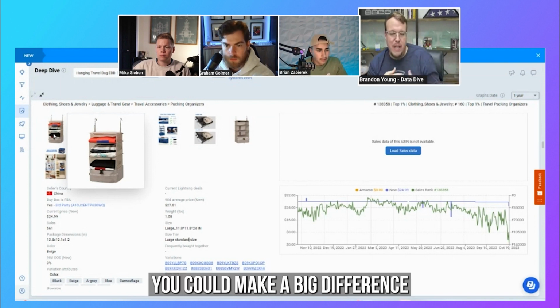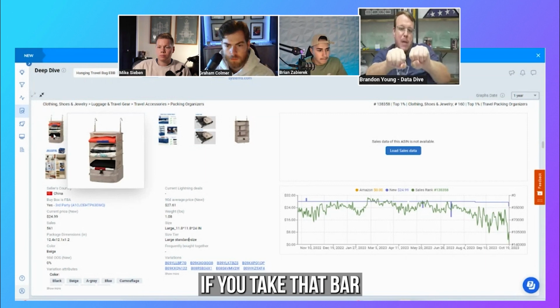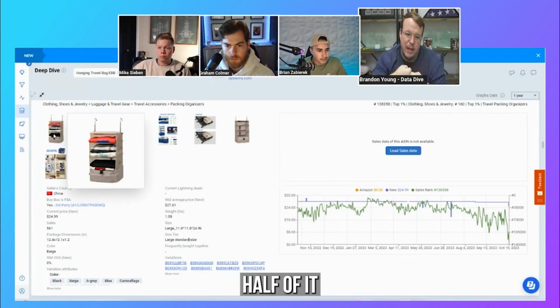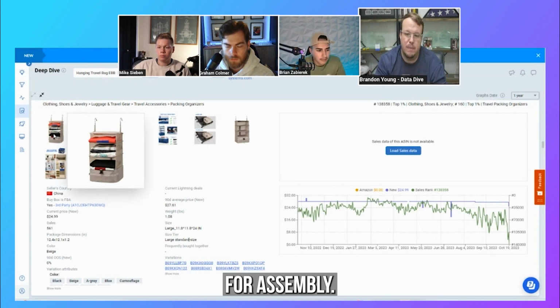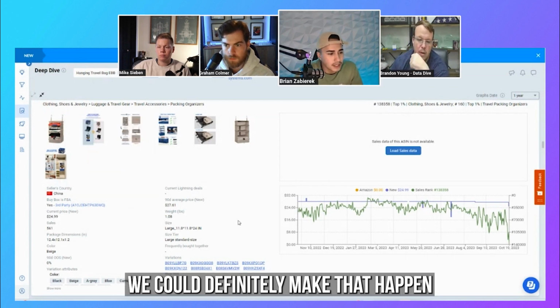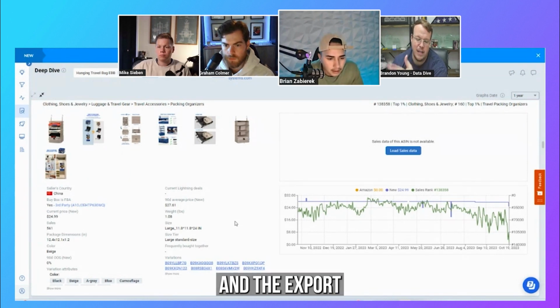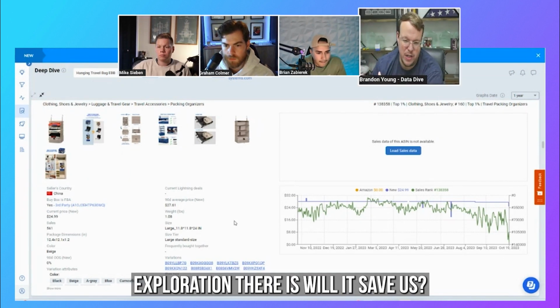It could make a big difference if you take that bar and you find a way to break it in half to ship it, and then have them screw it together for assembly. I like that idea. We could definitely make that happen as well. Yeah, and the exploration there is, will it save us, right?